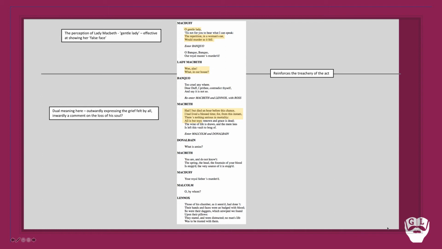Now, when Malcolm and Donalbain enter, we see a very different perception in the way that they are told. On the one hand, Macbeth says how the spring, the head, the fountain of your blood is stopped, and the very source of it is stopped. Whereas Macduff comes straight out and says your royal father's murdered.